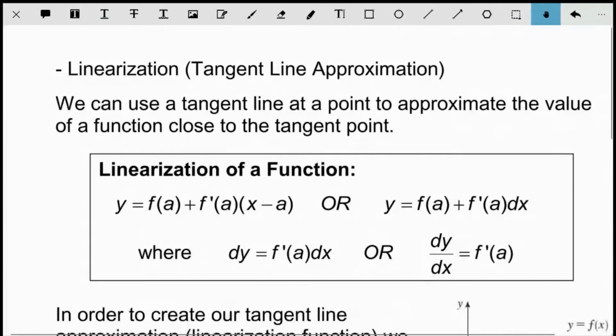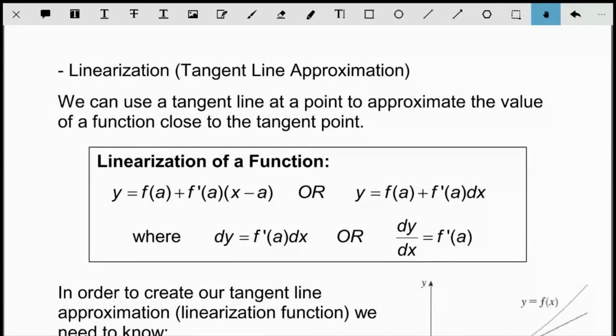Okay, so now we're going to get into this idea of linearization, and what I'm talking about when I'm saying the approximated change in y is going to make a little bit more sense. So linearization, I often refer to as a tangent line approximation, because that's really what it is. We're taking the tangent line to a function at a point and we're using it to approximate the function for values that are close to our point of tangency.